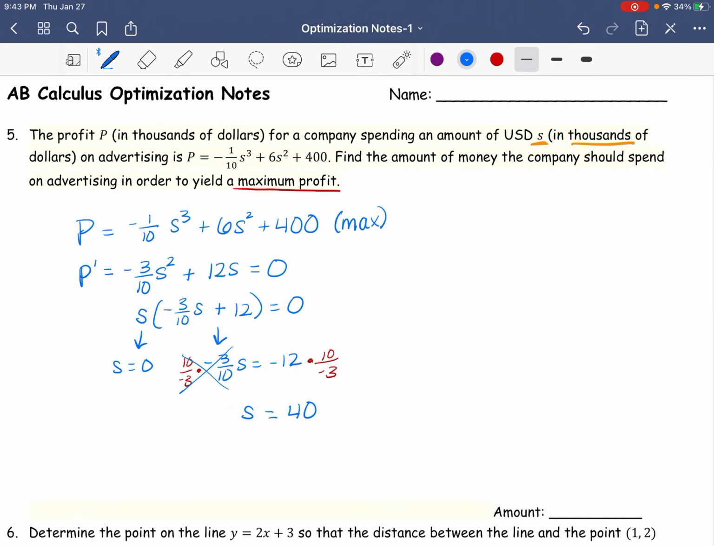And the question asked, find the amount of money. Well, S was in thousands of dollars. So if I got S equals 40, then the company should spend $40,000. Okay, so that one did not require 2 separate equations, just one. All right, let's move to number 6.